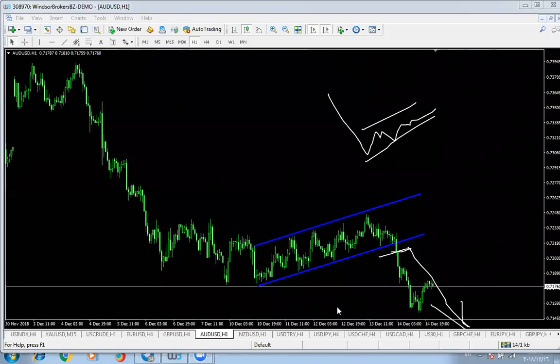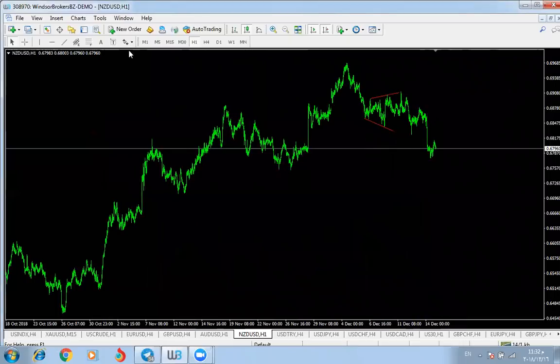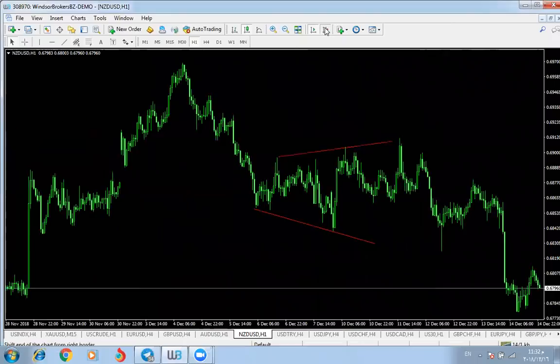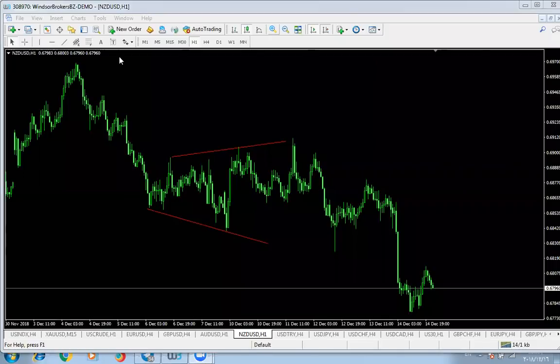The USD is the Kiwi is the same. I have sent you this entry point to sell the euro from this area. We have sold the euro from this area. I sent the chart to my Telegram channel.